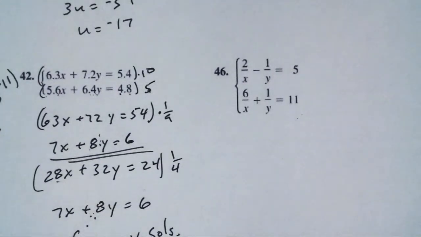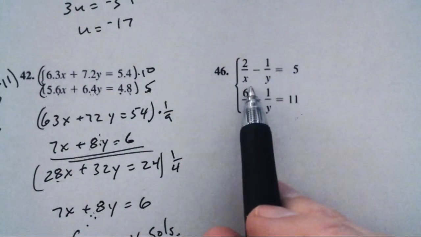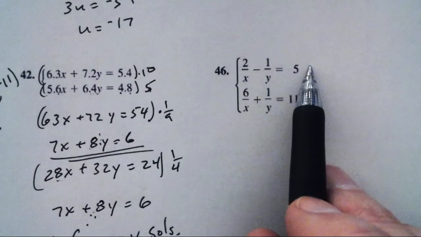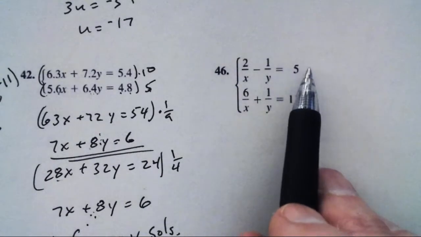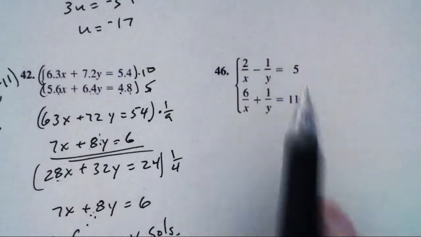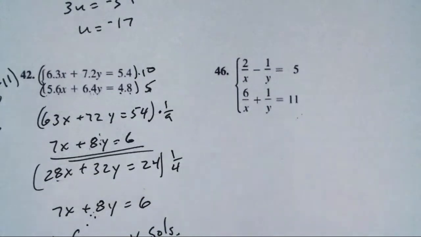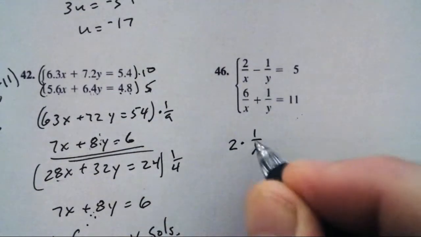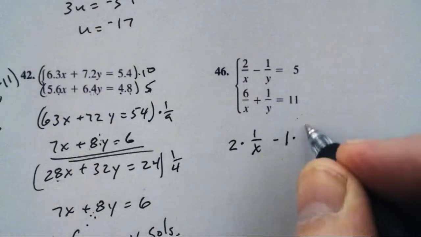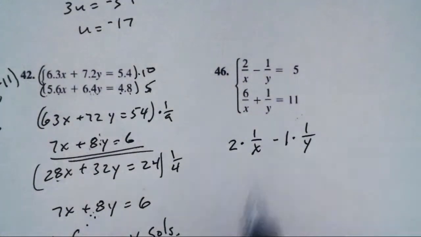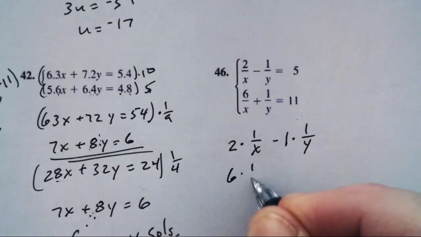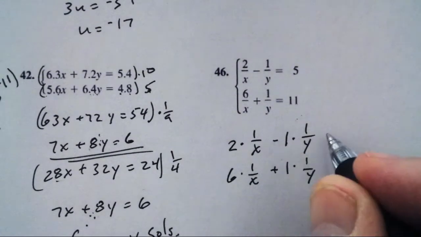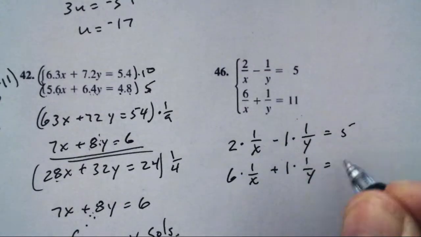Okay, little tricky here. My first thought here might be to multiply both sides by x times y, the least common denominator, but I'm going to get a nasty xy term that I'm not going to know what to do with. I'm going to think of this like this. 2 of these 1 on x's minus 1 of these 1 on y's. And here I've got 6 of these 1 on x's plus 1 of these 1 on y's. This was equal to 5, this was equal to 11.